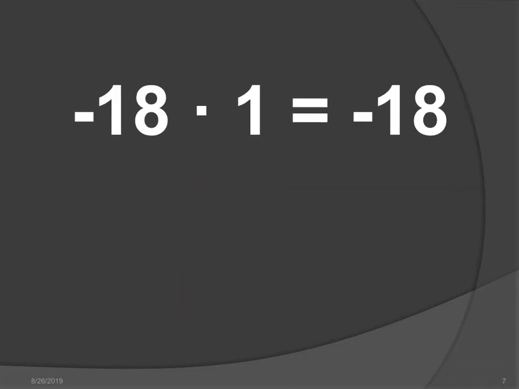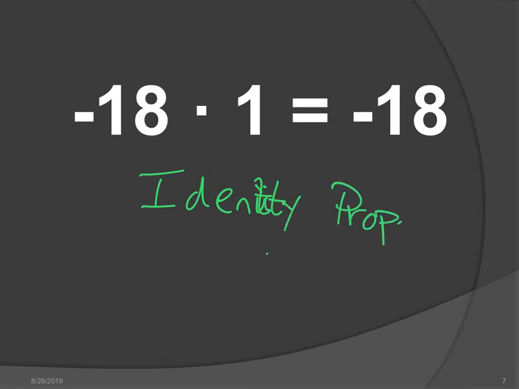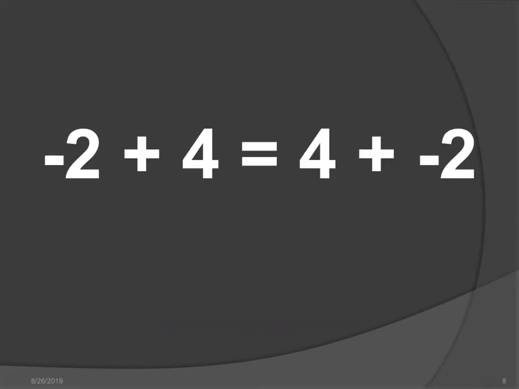All right, next one, negative 18 times 1 stays negative 18. This is another example where you did an operation here, multiplication, but did it change your original problem? No, it didn't. So which one is that? We just talked about it. That is the identity. Okay? Spelled identity wrong. Identity property of, and this time it is multiplication. It is multiplication for the reason of you're using the multiplication operation.